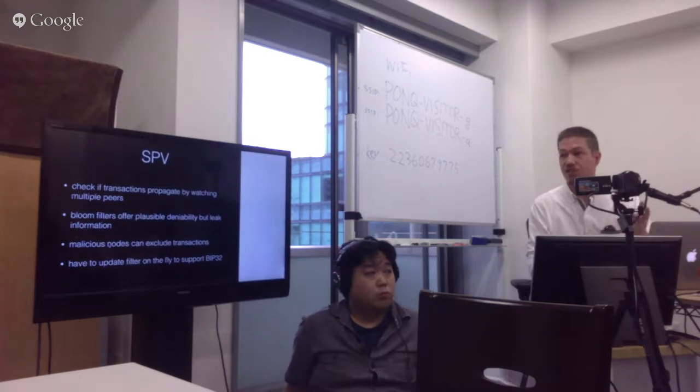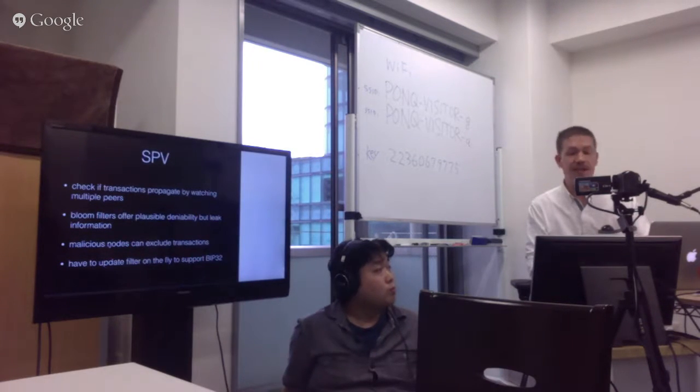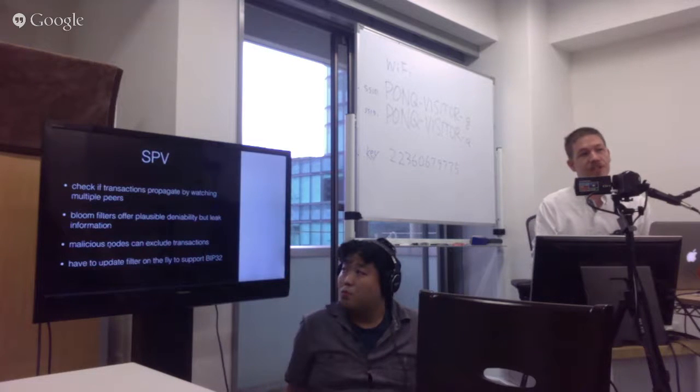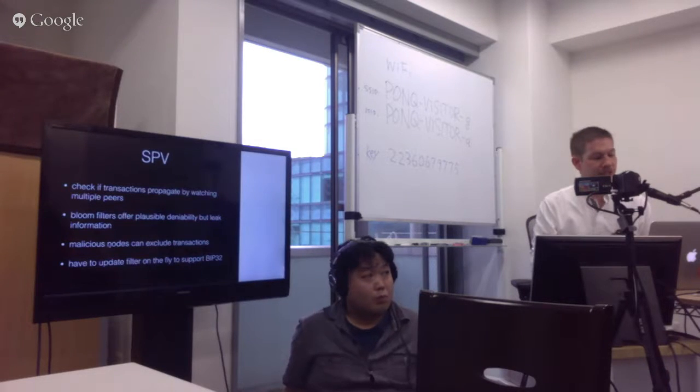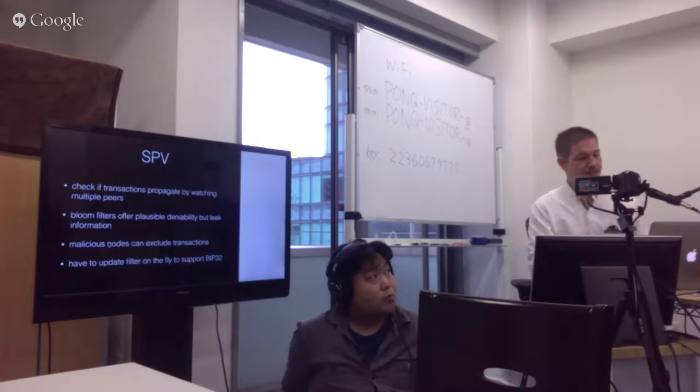And then as I was mentioning earlier, a malicious node can exclude transactions that belong to you. So that's why we have that rescan blockchain button, just in case something like that happens. If you're unfortunate enough to connect to a bad node, it will connect to a new random node and then scan the blockchain with this Bloom filter looking for transactions.